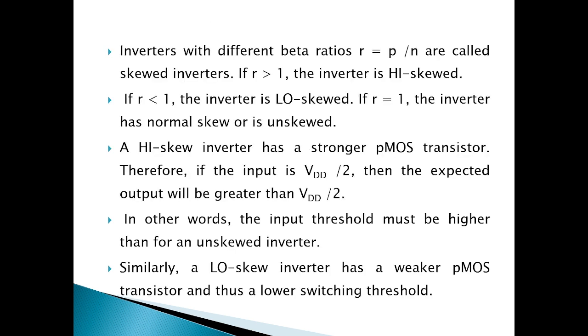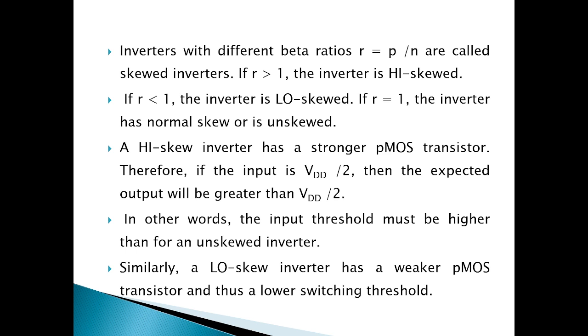So this beta effect is very important. Inverters with different beta ratios, that is R equal to beta P by beta N, are called skewed inverters. If R is greater than 1, the inverter is high skewed. If R is less than 1, the inverter is low skewed. If R is equal to 1, the inverter has normal skew, or we can call it unskewed. A high skew inverter has a stronger PMOS transistor. Therefore, if the input is VDD by 2, then the expected output is greater than VDD by 2. In other words, the input threshold must be higher than for an unskewed inverter.